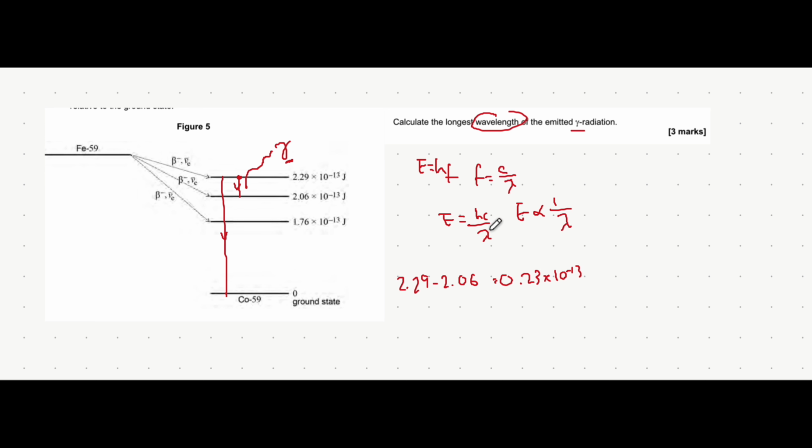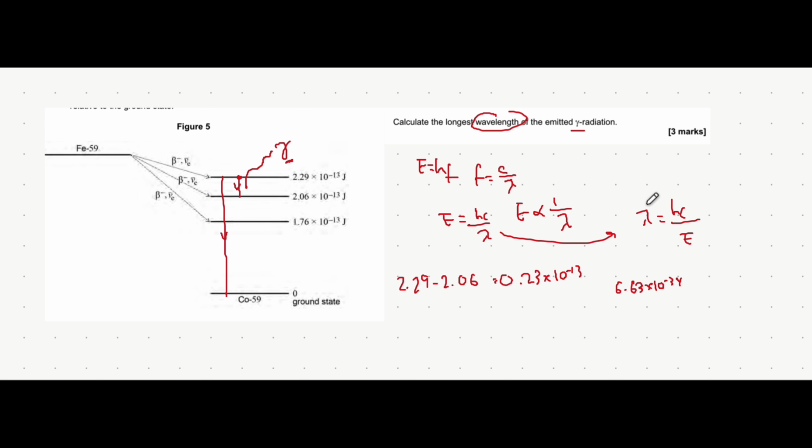From there, we can relate it to this equation and we can make wavelength the subject. So we can multiply wavelength to that side and move energy to where wavelength is. And we get that lambda is equal to hc over energy. In this case, h is given in your equation sheet. That's 6.63 times 10 to the minus 34.